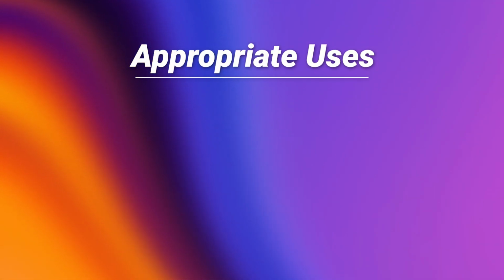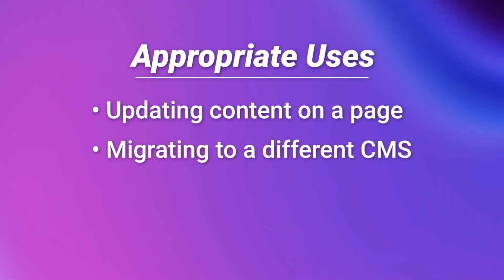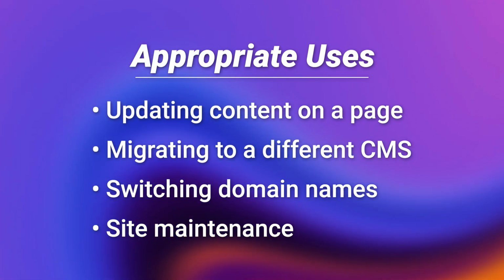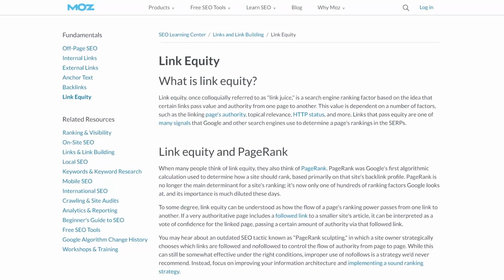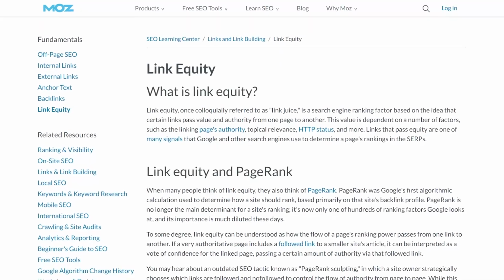which ones you use. Using a 307 redirect is appropriate when you are updating content on a page, migrating to a different CMS, switching domain names, or taking your site down temporarily due to maintenance. The key is to only use a 307 redirect when you know that the move will be temporary. Otherwise, you're better off using a 301 or 308 redirect, so your SEO link juice will be passed onto the new URL from the old one.